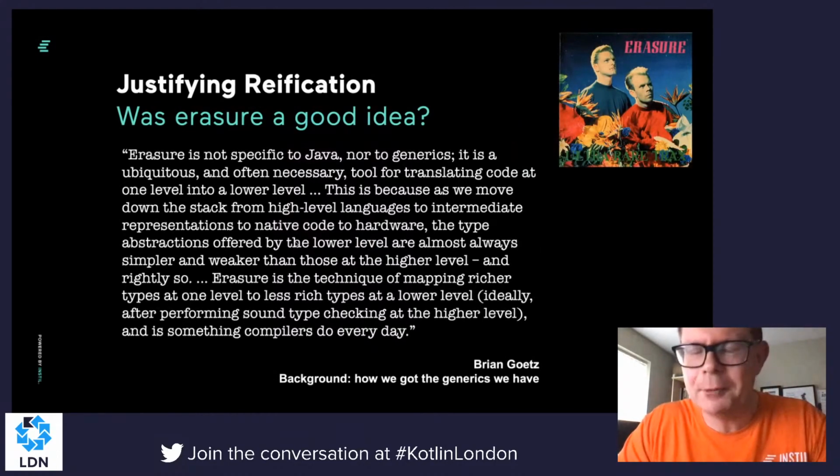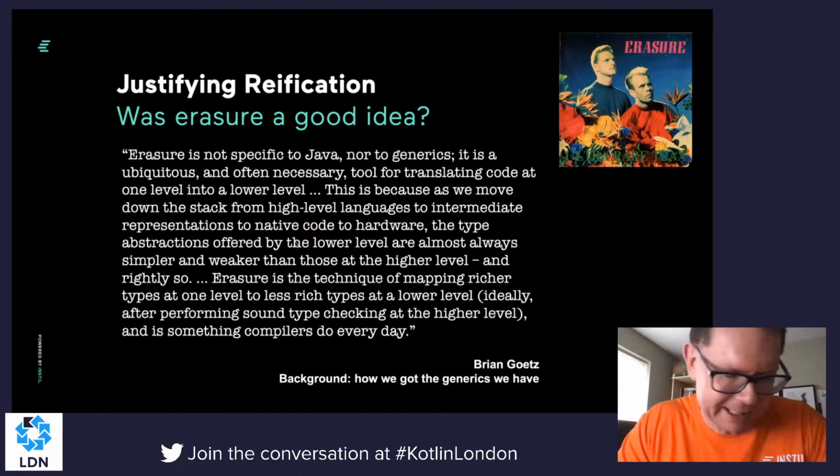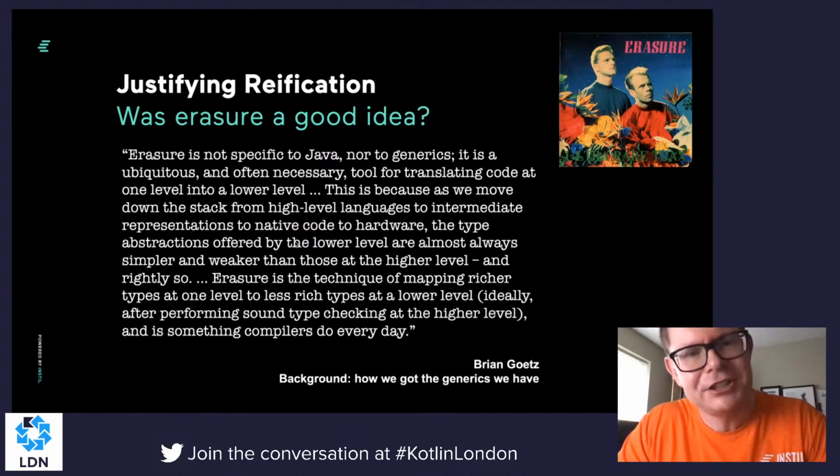Well, in that white paper I recommended earlier, Brian Goetz makes a very strong and persuasive case for it being the right way to go, that erasure and the JVM is a good way to go. And he says, look, erasure in general is something that compilers do all the time, because you're going from a higher level format, the Java language, to a lower level format like assembly or bytecode or whatever. So certain abstractions get erased along the way. That's just how it works.